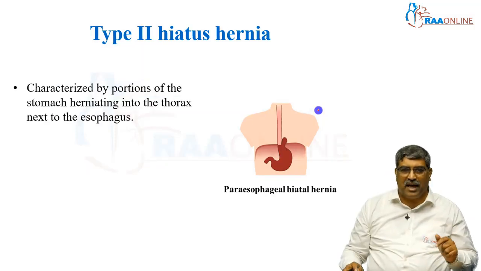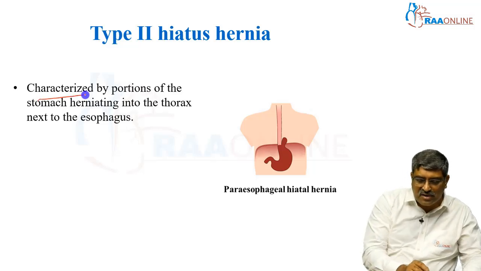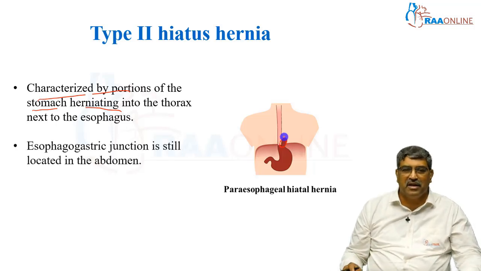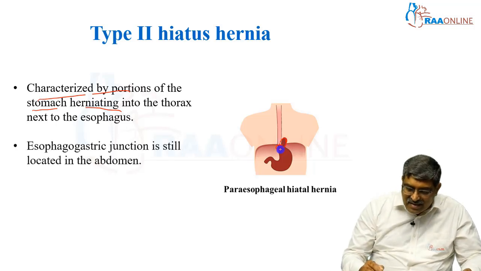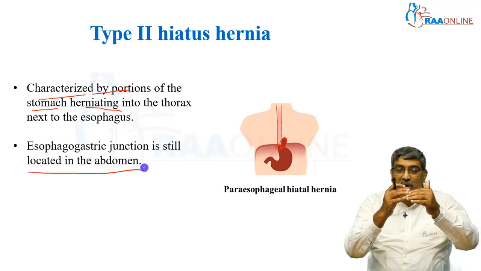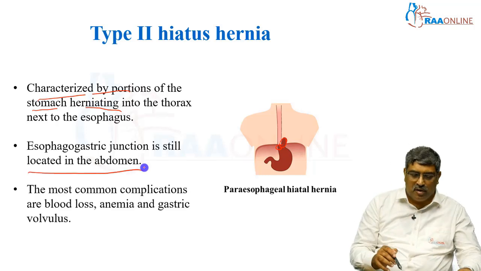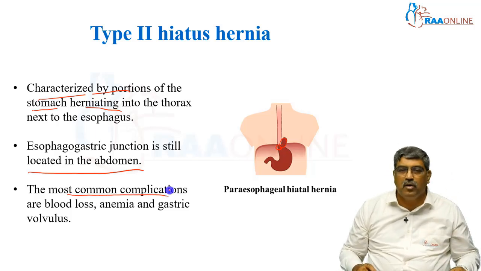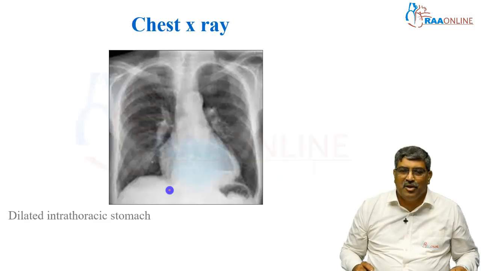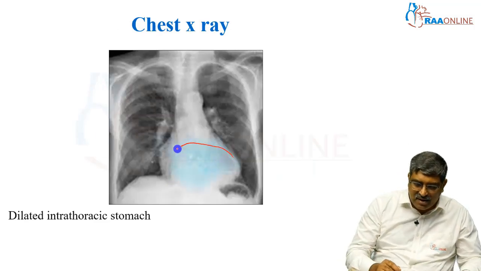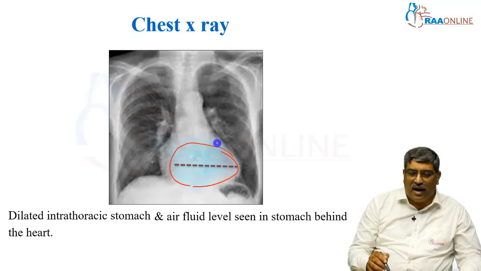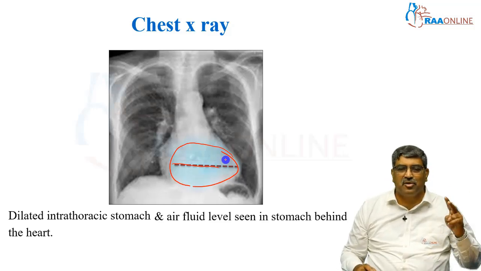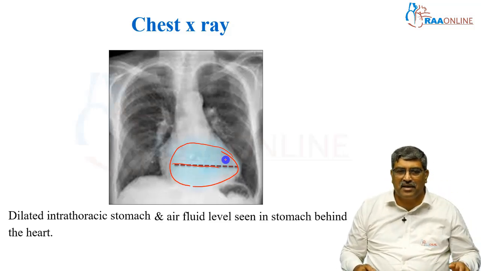Now coming to type 2, this is characterized by portion of the stomach herniating into the thorax adjacent to the esophagus, but the esophageal gastric junction is still located in the abdomen just below the diaphragm. The most common complications in type 2 are blood loss, anemia and gastric volvulus. And in X-ray, you can see the dilated intrathoracic stomach and air fluid level is seen in stomach behind the heart. These are the two classical features with hiatal hernia.